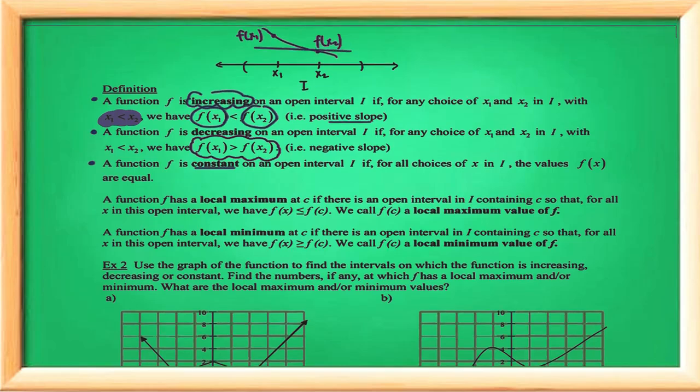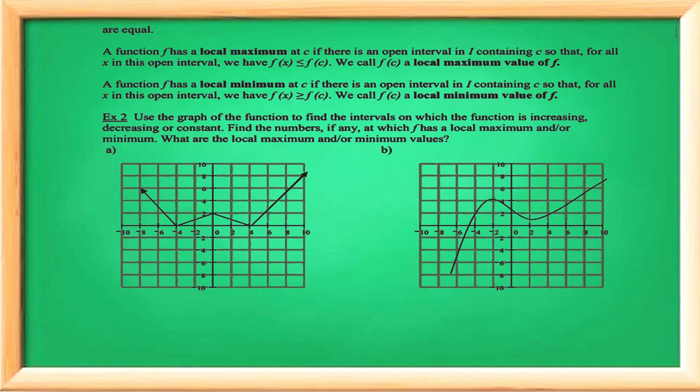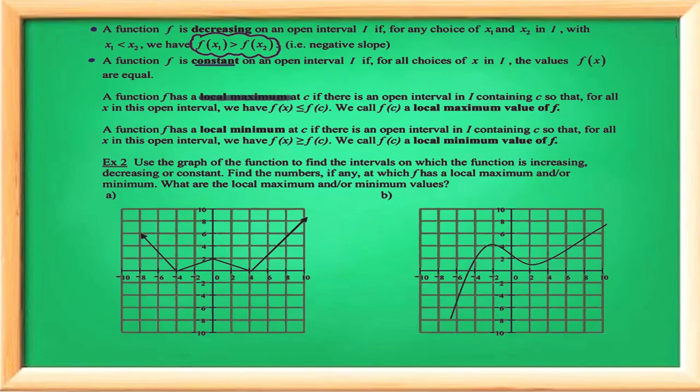All right, now some more terminology. A function f has a local maximum at c if there's an open interval I containing c, so that for all x in this open interval, we have f of x is less than or equal to f of c. Okay, meaning again, you've got some open interval I, and it contains this point c, and all f of x's are less than or equal to f of c. So something like this. Here's c, and that's f of c. That's your local max.